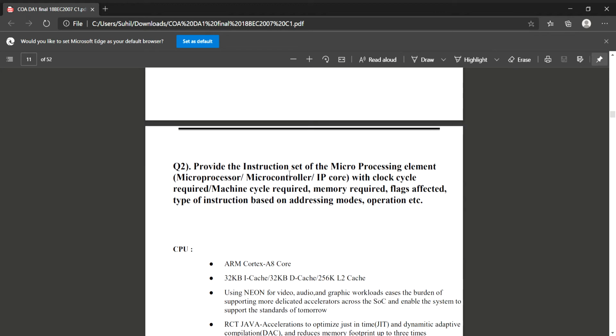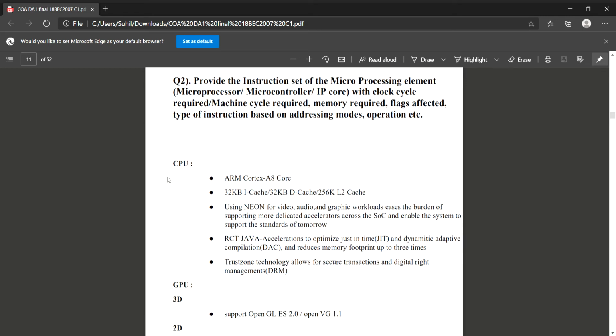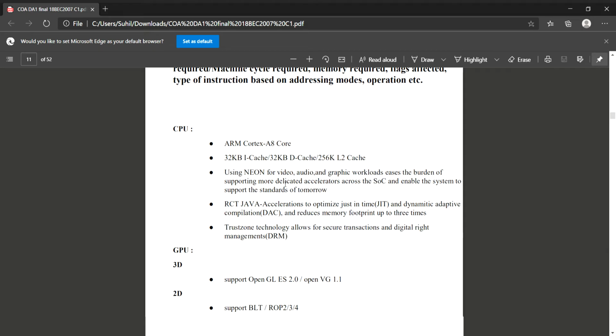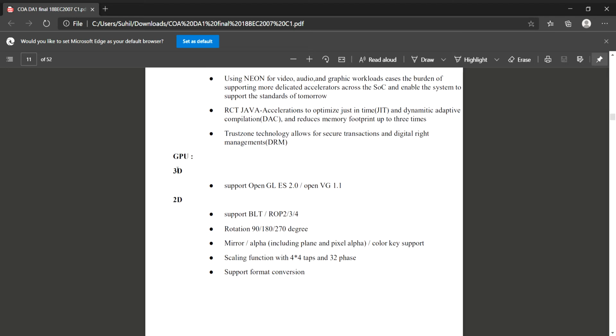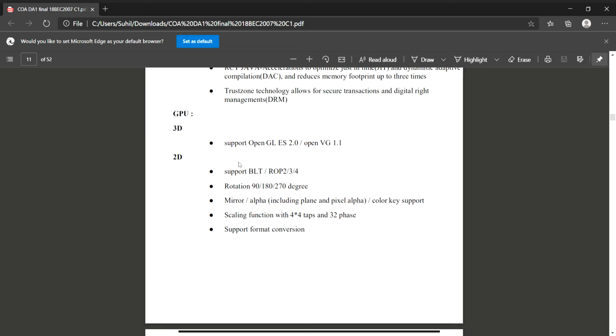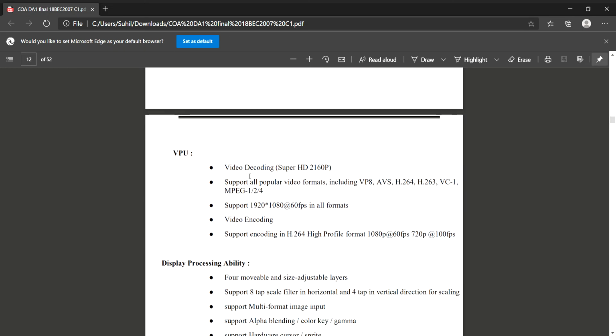This is the instruction set of the microprocessor, and I am giving a brief. The CPU is an ARM Cortex A8 core, and TrustZone technology allows for secure transactions and digital rights management. Next is the GPU, with graphical view that supports 3D and 2D, and VPU video decoding.